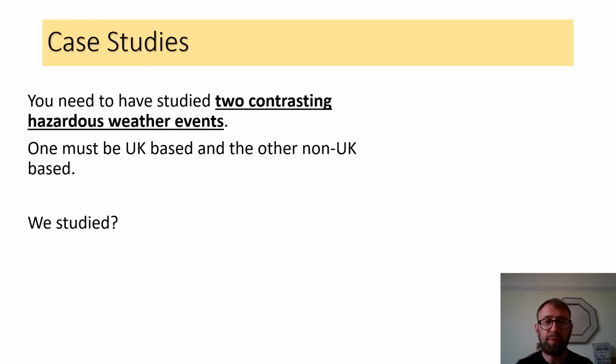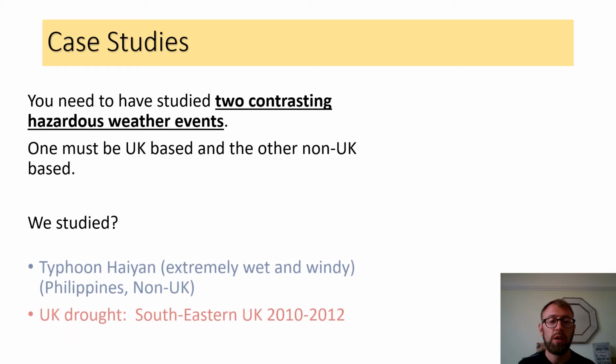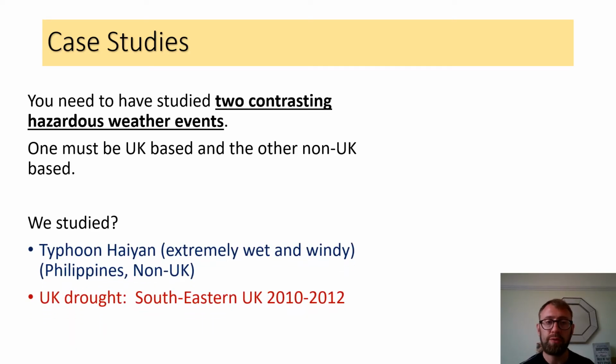So remember, for this part of the topic, in tectonics we looked at Nepal as our case study, the 2015 earthquake, but in this hazardous weather section we have two. We have to have two contrasting hazardous weather events. One has to be based in the UK and one based outside of the UK, so non-UK based. So these are our two case studies as a final reminder.